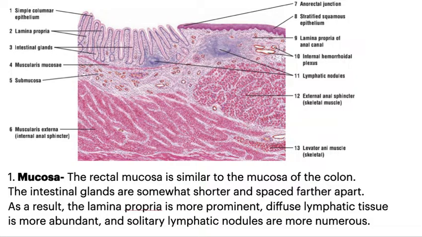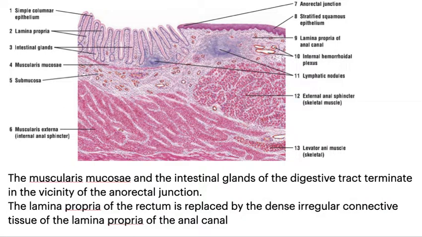So the mucosa is similar to that of the colon. Intestinal glands are somewhat shorter and spaced farther apart. As a result, lamina propria is more prominent, diffuse lymphatic tissue is more abundant, and solitary lymphatic nodules are more numerous. Muscularis mucosae and the intestinal glands of the digestive tract terminate in the vicinity of the anorectal junction. Here they are terminating.